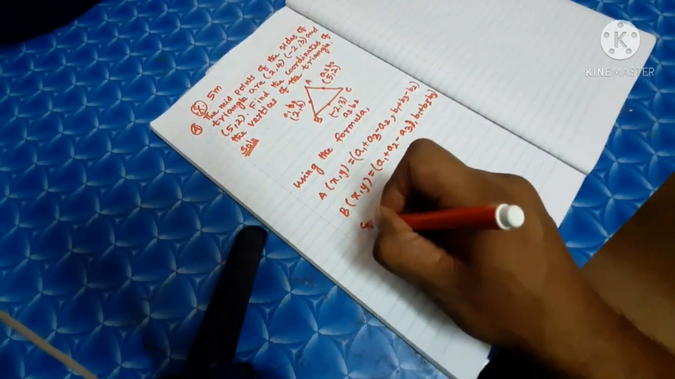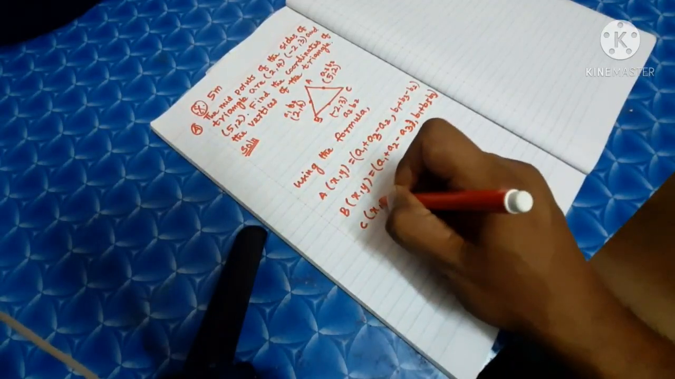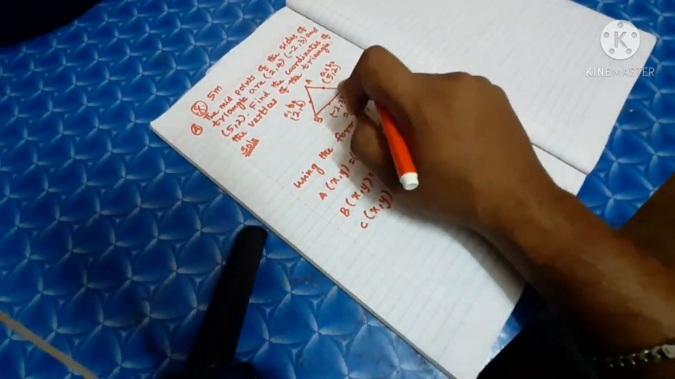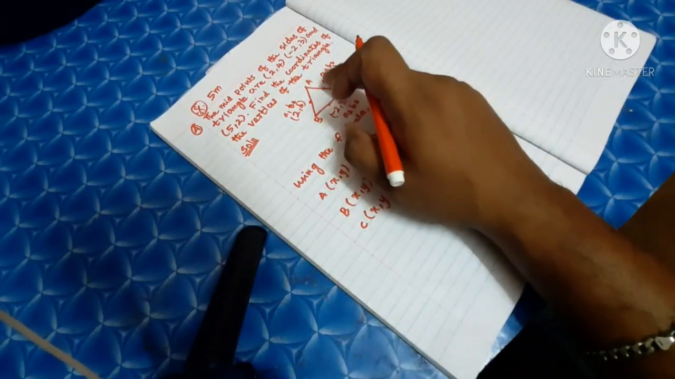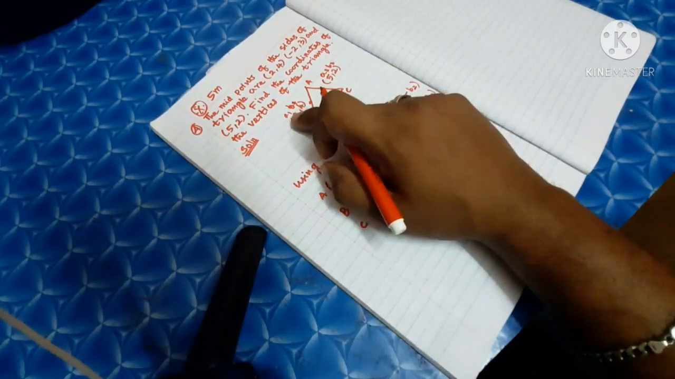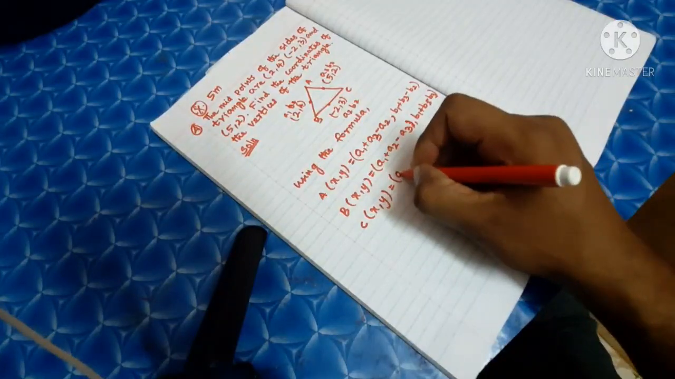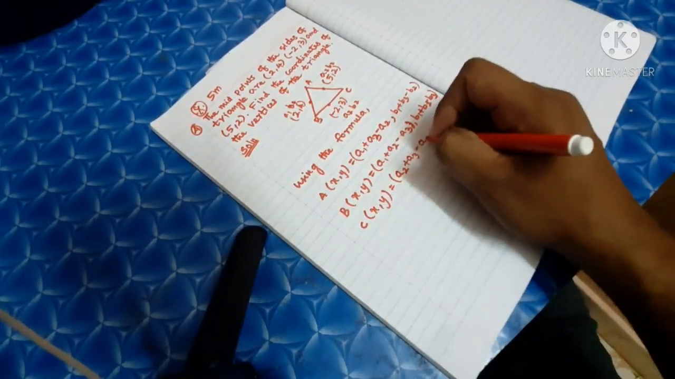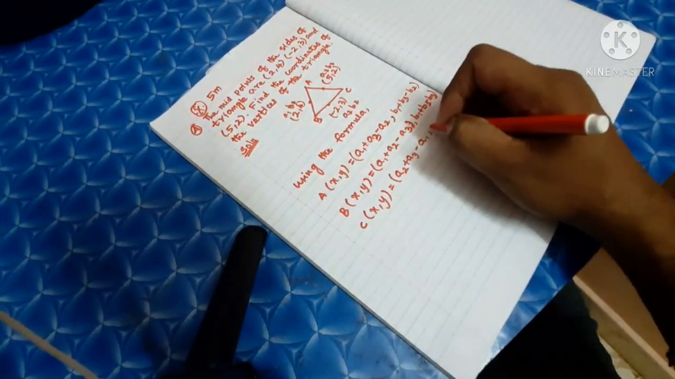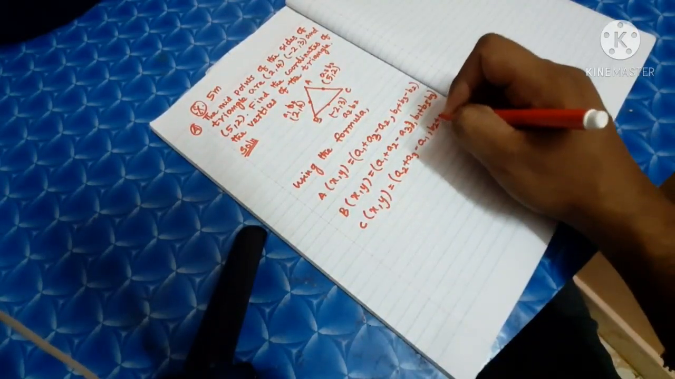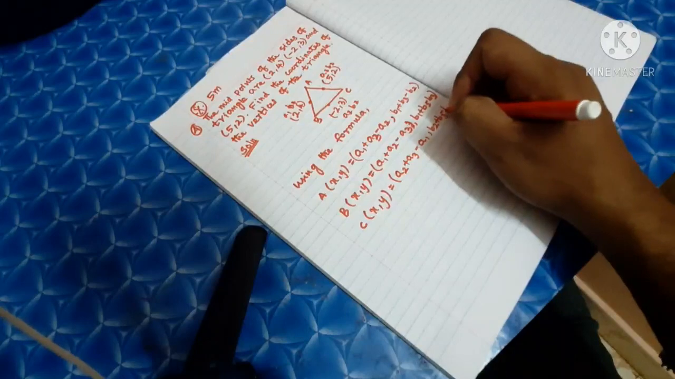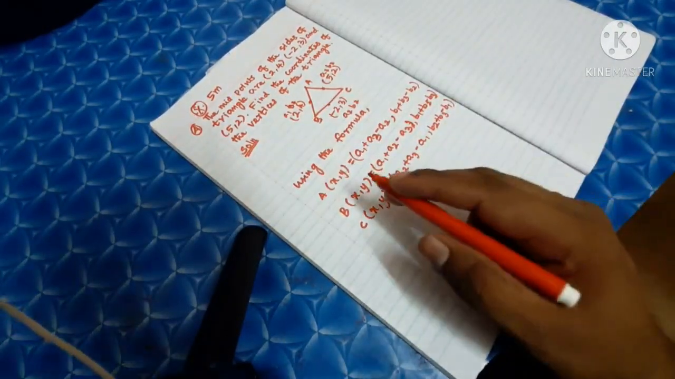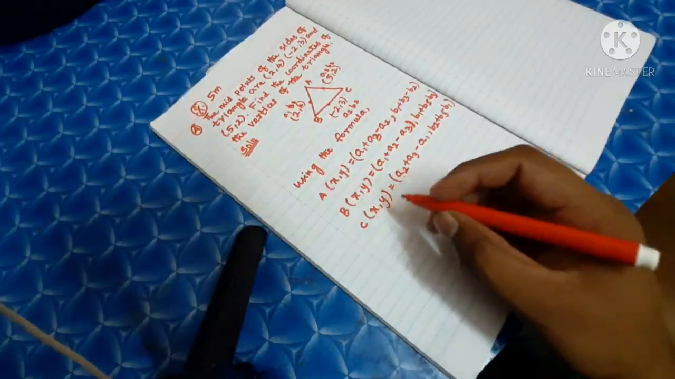And for point C, we have to add a2 and a3 and subtract a1: a2 plus a3 minus a1 comma b2 plus b3 minus b1. Using the formula we can find the vertices easily.